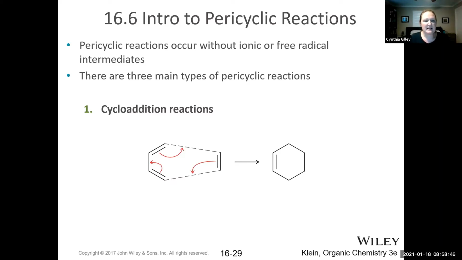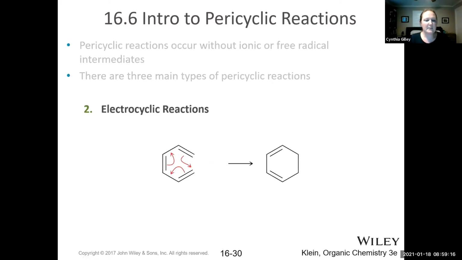The first type is cycloaddition reactions, and those occur when you have a conjugated diene reacting with an alkene to form a cyclohexene ring. One of the hallmarks of this reaction that distinguishes it from the other pericyclic reactions is the fact that we are gaining a net of 2 sigma bonds and losing a net 2 pi bonds in this reaction. The second type are called electrocyclic reactions.